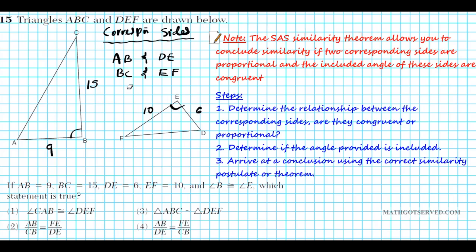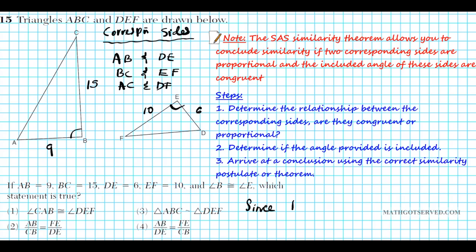And then lastly, can you see the last pair of corresponding sides? In this triangle, we have AC, and then the longest side here is DF. Okay, there goes our pairs of corresponding sides. Now the question is, are they congruent or are they proportional? All right, so let's look at AB and DE first. AB is 9, DE is 6. Are they the same? No. So we can see that corresponding sides are not congruent.